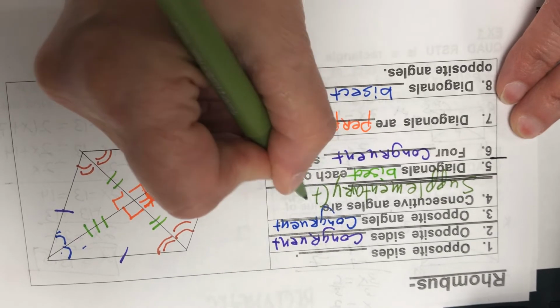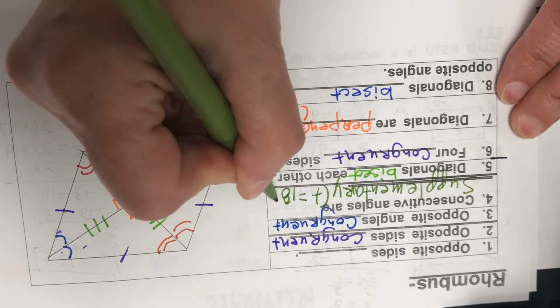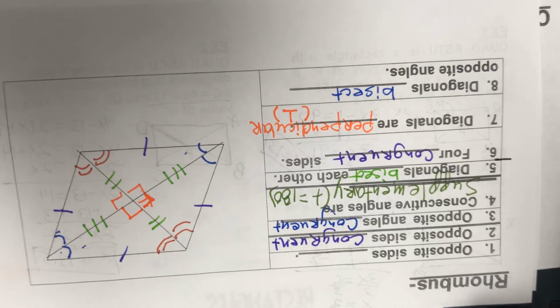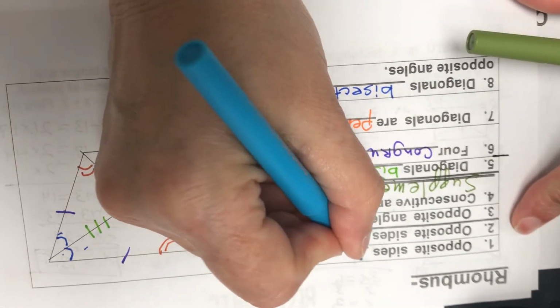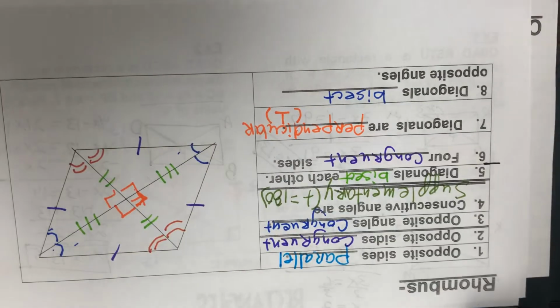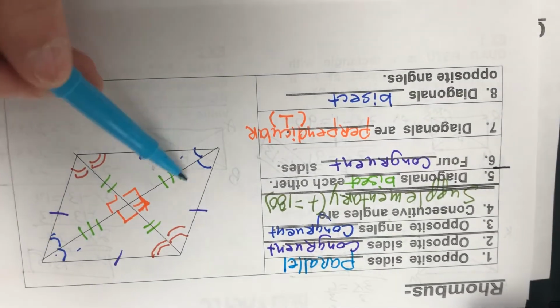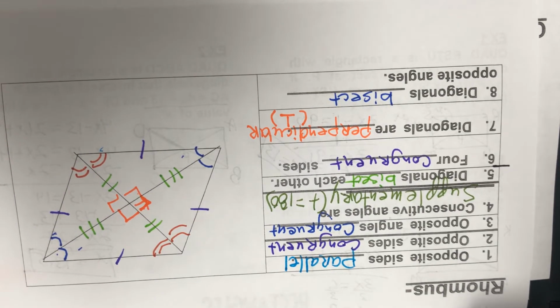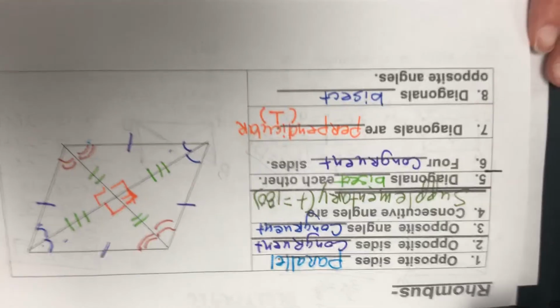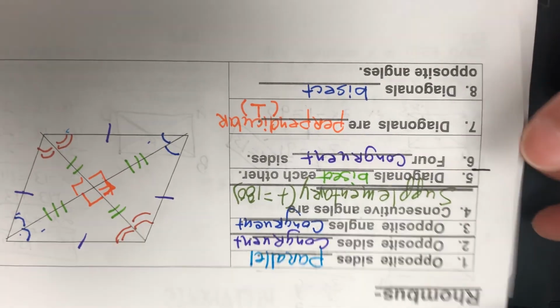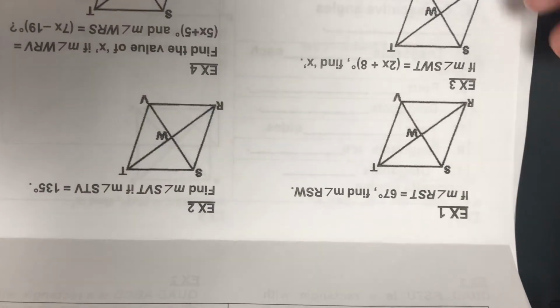Remember, supplementary angles add to equal 180. That has not changed. And we still have the fact that opposite sides are parallel, and what that actually gives us is that our alternate interior angles are congruent. So everything still jives. Okay, let's jump down and look at some problems.